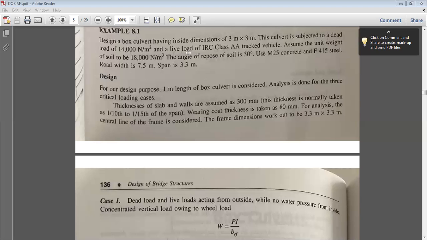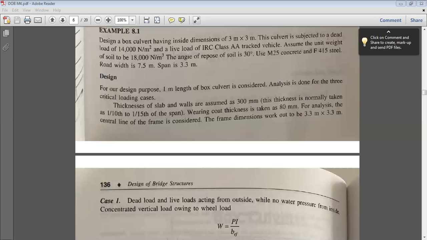So out of 7.5 meter length, we will consider 1 meter length and we will design it for per meter length. We will calculate per meter moment, the steel, everything, and the same reinforcement we will provide for the box culvert. Now, for our design purpose, 1 meter length of box culvert is considered.